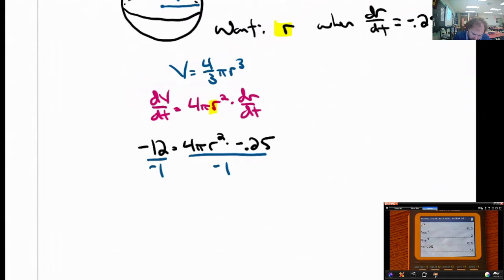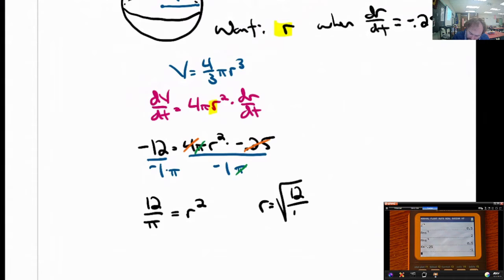Oh yeah, the more I think about it, these are going to cancel out. 4 and 0.25 cancel out. Let's divide by pi also while we're here, so we can cancel out our pi. So we're going to get a positive 12 over pi equals r squared. So all we need to do here is take the square root of 12 over pi.